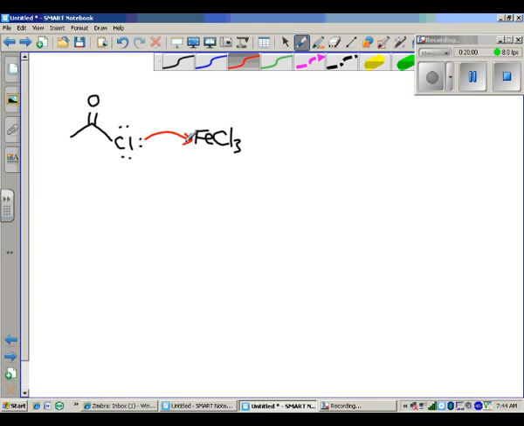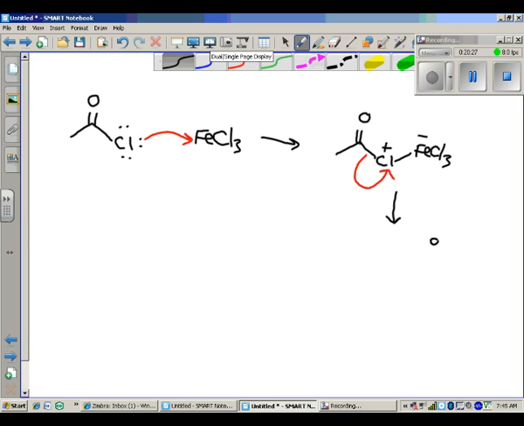Well, it's exactly the same thing as happened before. FeCl3 acts as a Lewis acid. We put this here. We get this here. We get our intermediate species here. Once again, this bond breaks. Now, what we get in this case, though, we get something called an acylium ion. Doesn't mean it's silly, it's just the name of the structure.